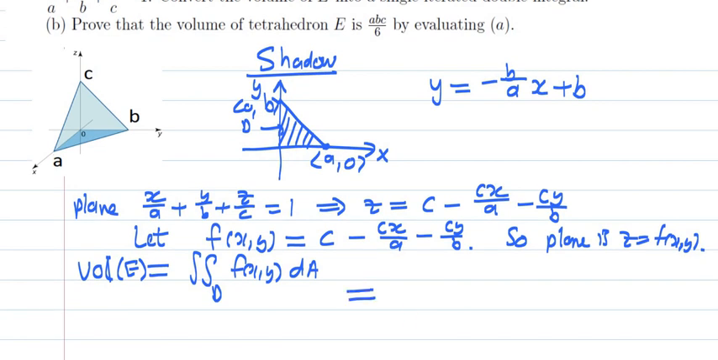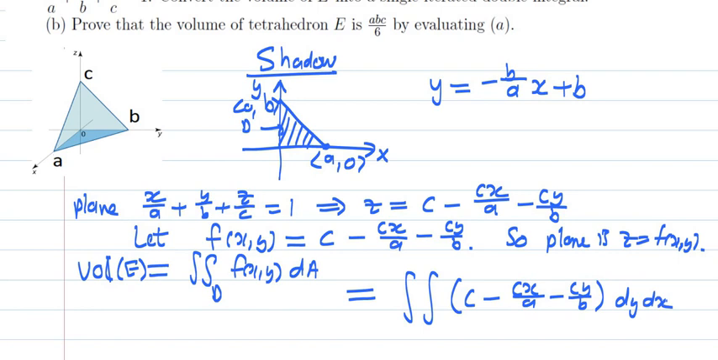So I'm going to say, okay, the function is c minus cx over a minus cy over b, and I'm picking the order dy dx. It means that I am shooting bullets vertically. So if I shoot bullets vertically, where does x start? The smallest x value is 0. Where does x end? It ends at a.